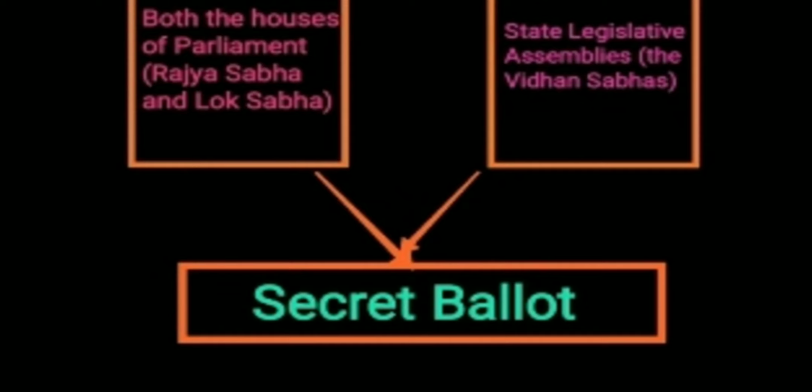You never show your vote to anyone. You can cast your vote for anyone. You don't have to tell anyone. It's a secret process. Similarly here also it's a secret ballot system, wherein the elected members of both the houses of parliament and the Vidhan Sabha go and cast the vote secretly without telling anybody else who they are casting the vote for. So it is done through this process of secret ballot.